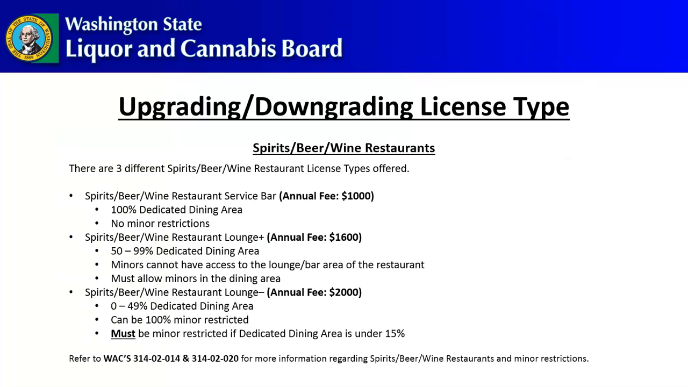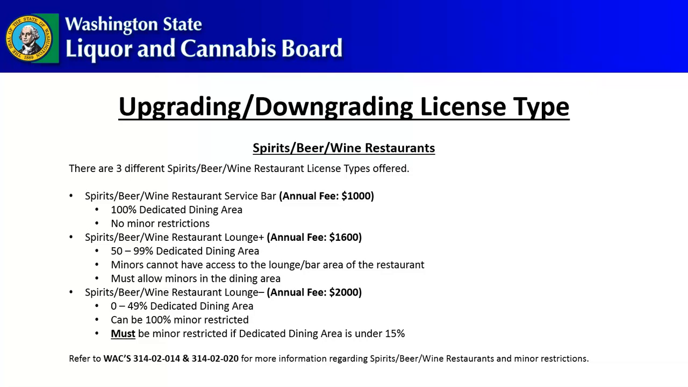Now, a majority of the time, most upgrades or downgrades will be regarding spirits, beer, and wine restaurants. So I wanted to discuss each type of spirits, beer, and wine license offered and talk about the dining requirements for each. Now, this is just one example. Like I stated previously, there are scenarios where you may actually downgrade to a tavern or a beer wine restaurant.